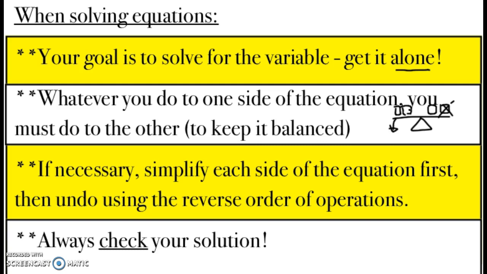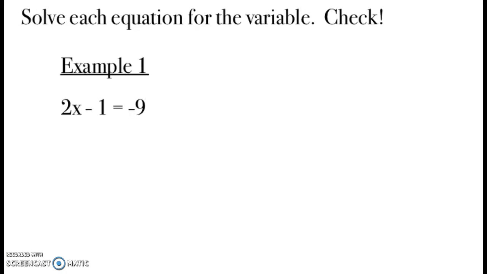All right, if necessary, I want you to simplify each side of the equation first, and then you undo using reverse order of operations because you're working backwards. And then always check your solution. Let's do several examples together. And I want you to kind of play Simon Says with me. Whatever I do, you do exactly like this on your paper.